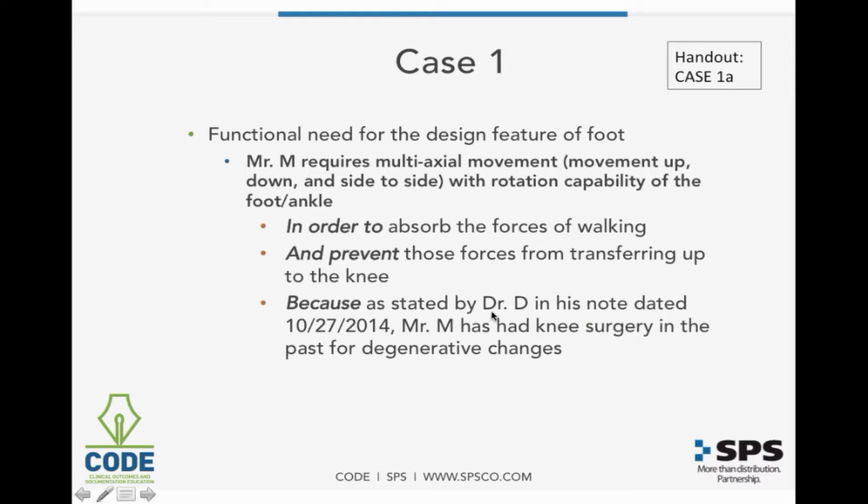So we need to prevent the forces from transferring up to the knee because for Mr. M, it's really important because Dr. D, Mr. M's doctor, has noted on this date, and you would have the attached notes, that Mr. M had knee surgery in the past for degenerative changes. His knees are at risk. He's had issues with knee pain before and degenerative arthritis, I assume, in the past. So we're saying, look, here in the doctor's notes is a point saying that this person's knees are at risk. Therefore, here's why we need this feature of the prosthesis, because we want to get him out in the community, we want to get him working, but we also want to protect his knees. And that's important.